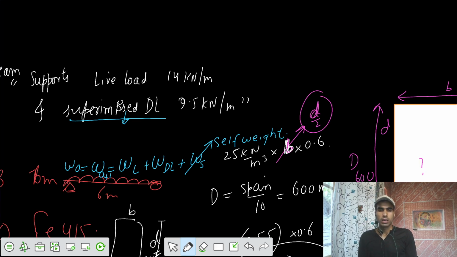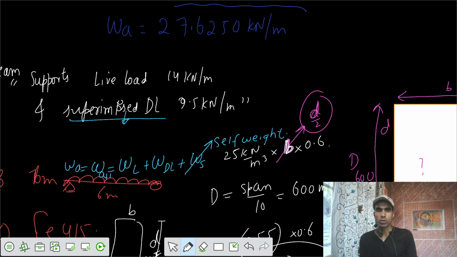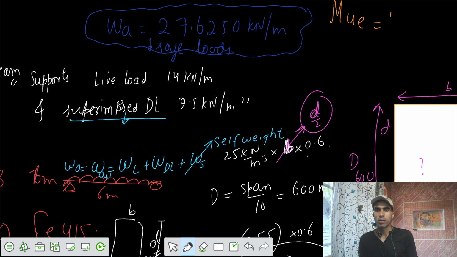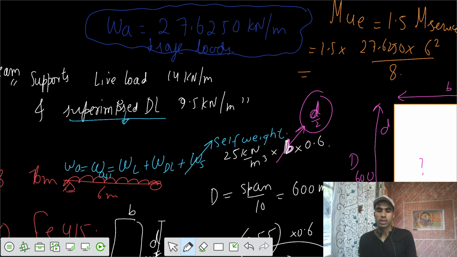So I would say W all is equals to 27.6250 kilonewton per meter, and that is the total loads we are applying, working loads on the beam, safe working loads, safe loads. So from that we can get the external bending moment that is factored. So I would say 1.5 because of service loads, and that we can solve now. 1.5 into dead load of 27.6250 and length of what was the length of the beam? 6 meter. So 6 square by 8, WL square by 8. So you would say that 36 divided by 8 into 1.5, that's 186.46.